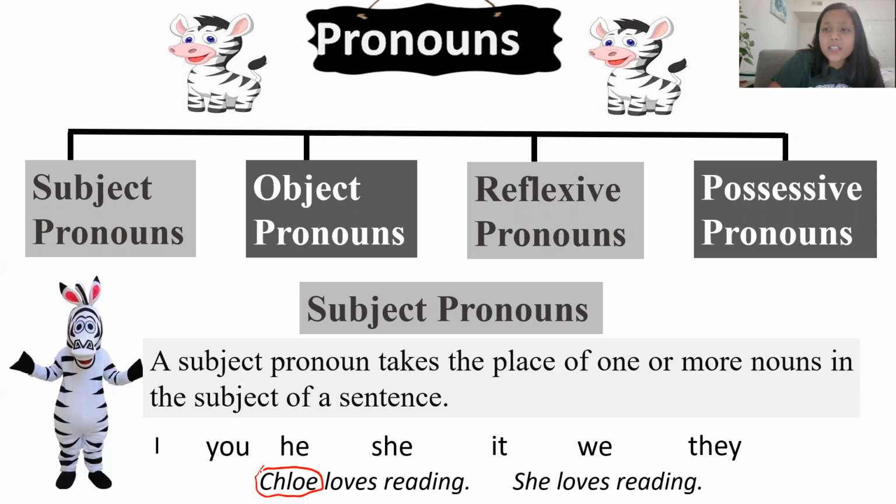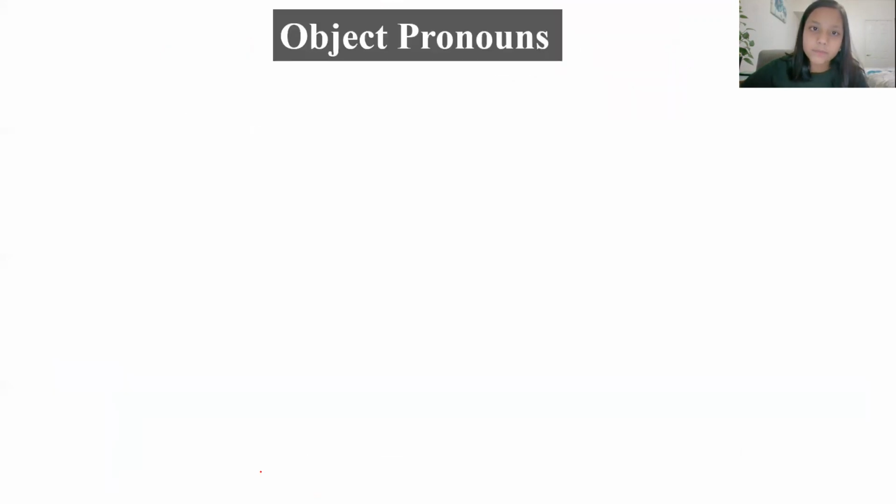Now, what makes she a subject pronoun? Because Chloe is the subject and she is referring to Chloe, that means she is referring to the subject of the sentence, Chloe loves reading. That means she is the subject pronoun because it refers to the subject. Let's move on. Object pronouns.